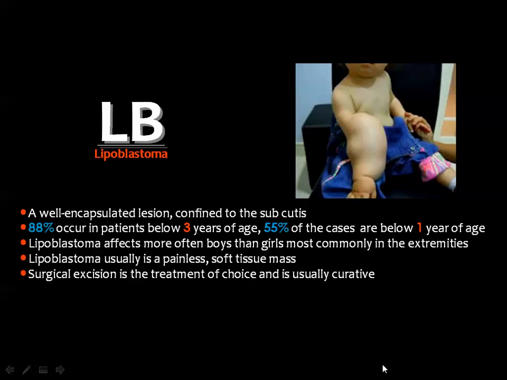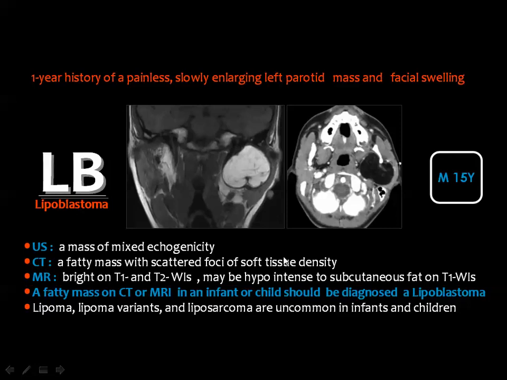Then we come to the third lesion in this category, which is lipoblastoma. And this lipoblastoma is a tumor of the pediatric age group. 88% occur below the age of 3 years, and 55% of the cases are seen below the age of 1 year. And this lipoblastoma is a big tumor, containing fat and maybe other soft tissues. Then lipoblastoma is usually painless.